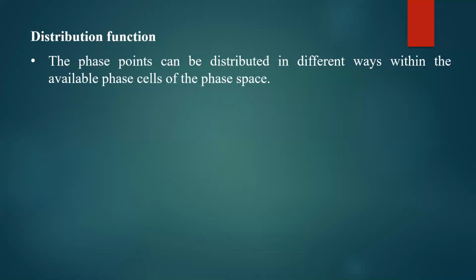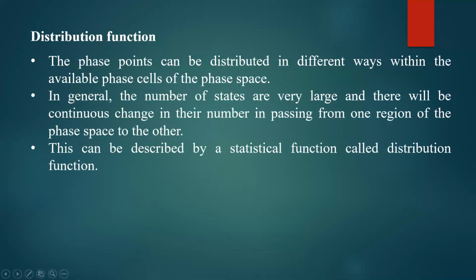So in different states, there are particles and they can be distributed in different ways. In general, the number of states is very large and there will be continuous change in their number in passing from one region of the phase space to the other. The state of the system is going to change. Because of that, the distribution of particles in a system is also going to change.